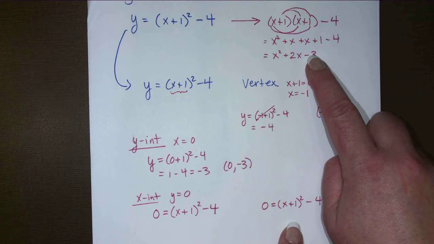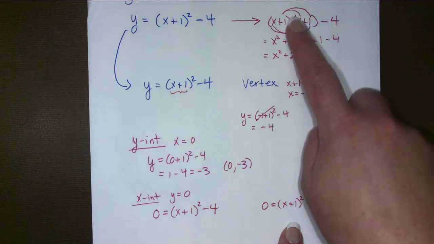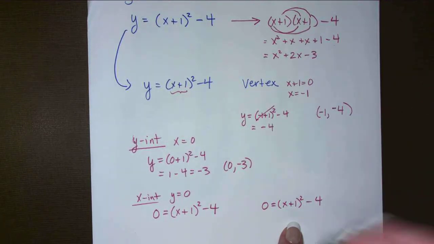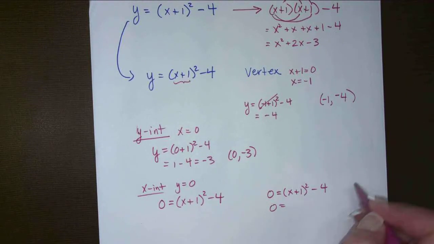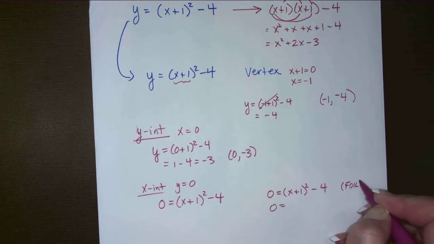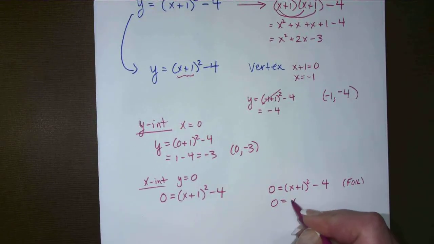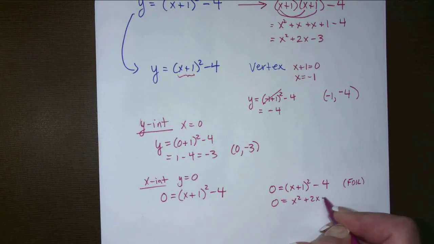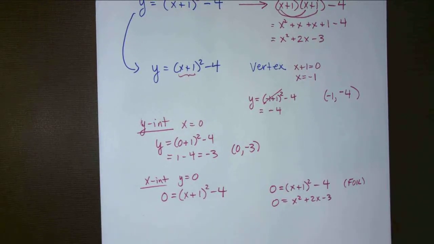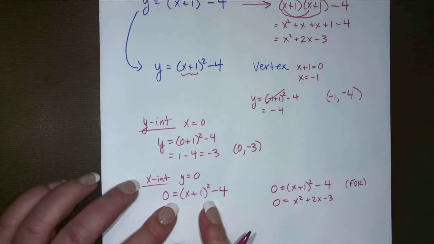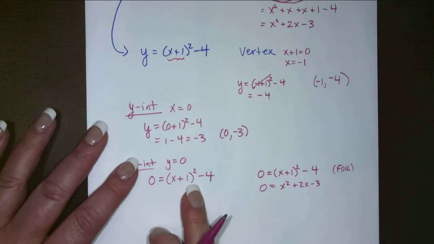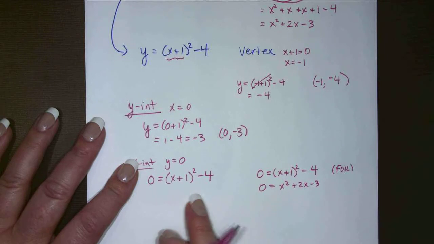If we FOIL it out, this is the equivalent equation, it just looks different, right? So our second method would be to FOIL this out, and then subtract 4, and we would get x squared plus 2x minus 3. And then we can either factor or use the quadratic formula. That's the method I see most people using. But let's complete the square, or use difference of squares for this one.